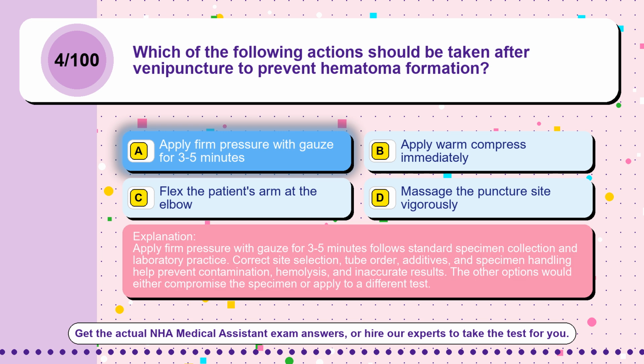Apply firm pressure with gauze for 3 to 5 minutes follows standard specimen collection and laboratory practice. Correct site selection, tube order, additives, and specimen handling help prevent contamination, hemolysis, and inaccurate results. The other options would either compromise the specimen or apply to a different test.